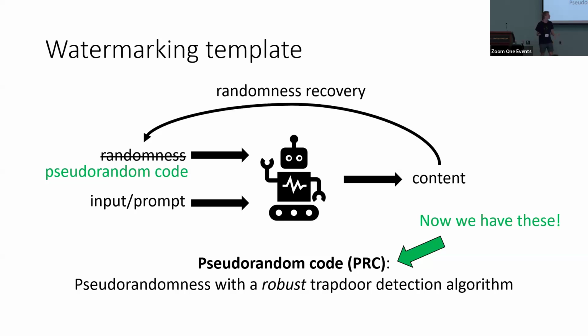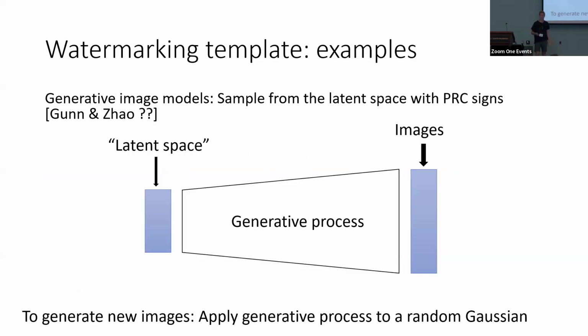Okay, so now that we have these, you can plug them into the template that I showed you earlier, and you immediately get a watermarking scheme for any randomized algorithm, as long as you have a randomness recovery algorithm that's good enough to match the error rates you can tolerate. So let's see some examples of what this looks like in a real Gen AI setting. Maybe the simplest one is for generative image models. Modern generative image models work by mapping between a latent space and an image space. You could think of the latent space as a high-level representation of images, like maybe how happy is the image, et cetera.